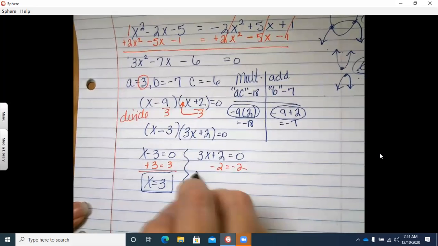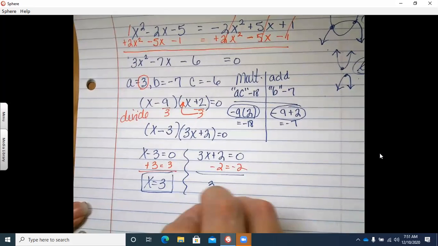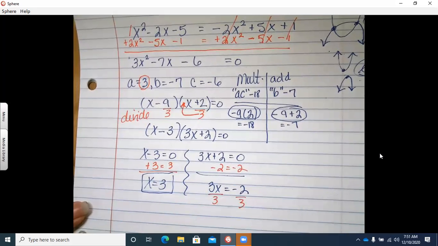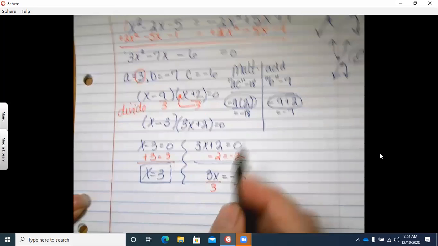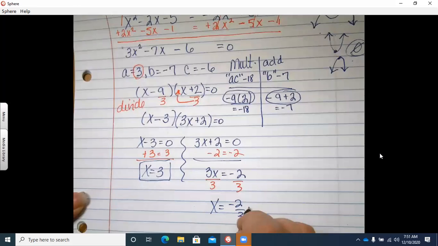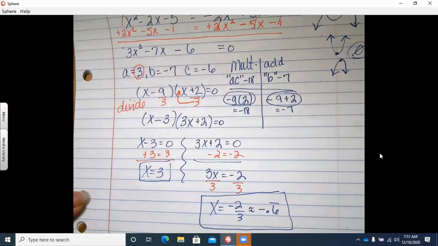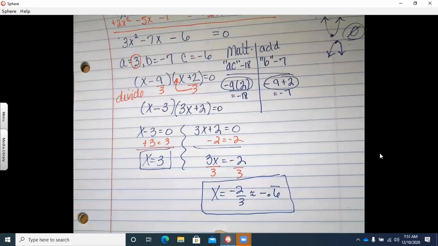And so we have 3x equals negative 2. We will divide by 3. And x equals negative 2/3, or if you converted that to a decimal, it would be negative 0.6 repeating, right? Either or is just fine. Those are my solutions.